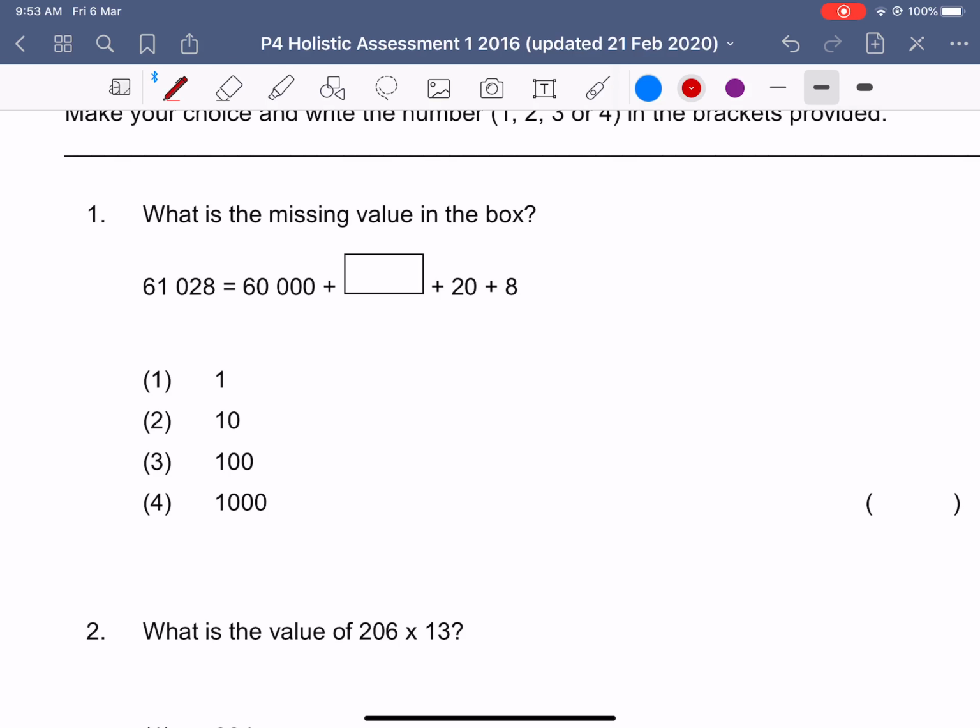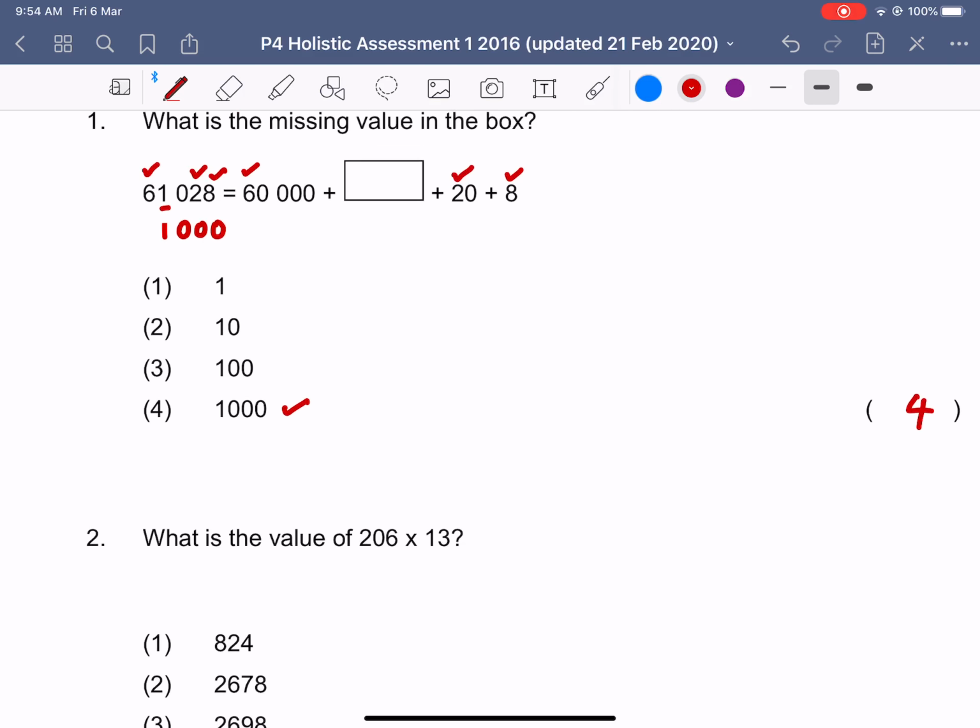So I'm going to go with question number one first. Question number one, what is the missing value in a box? So 60,000 is already written. 20 is already inside. So you notice I put a tick just to be very careful of the numbers that I have already used. 8, I've also used an 8. So you can see that the number that is missing is a 1, right? And this 1 is actually in the thousands place. So the answer is 4.